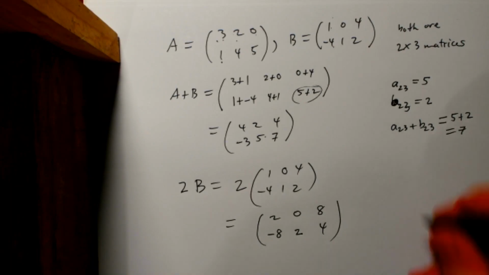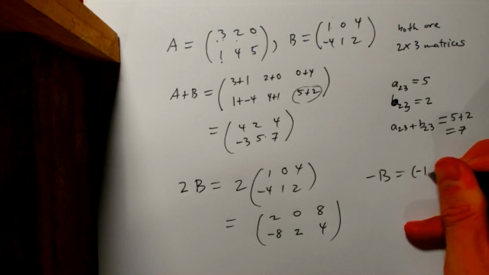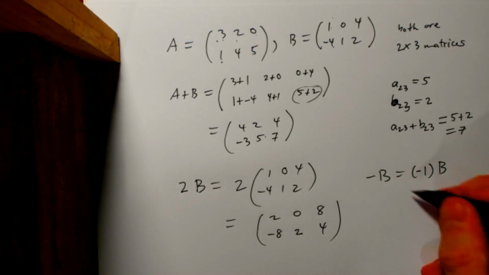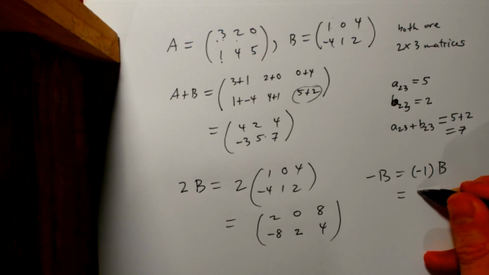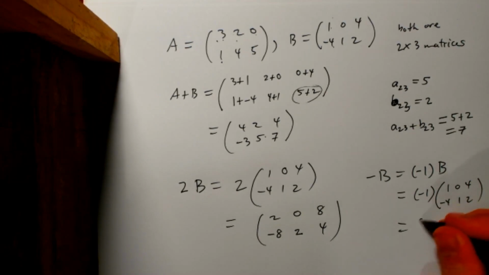Alright, we can also do minus b. So minus b is the scalar multiple minus 1 times b. So we bring the minus 1 in, and we just have minus 1, 0, minus 4. Minus 1 times minus 4 is plus 4, then minus 1, then minus 2. And this is minus b.